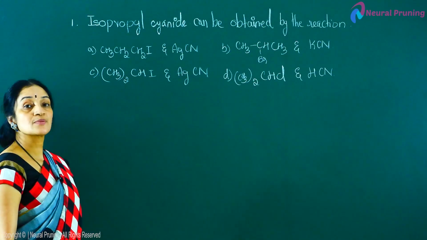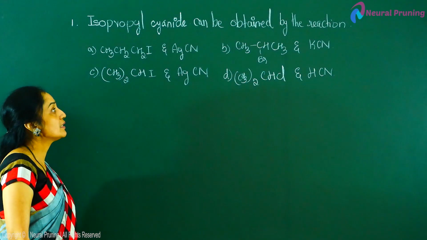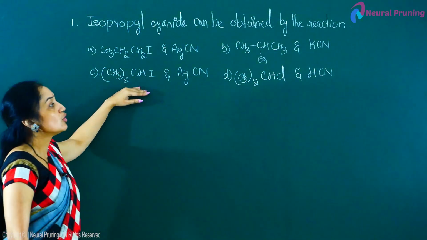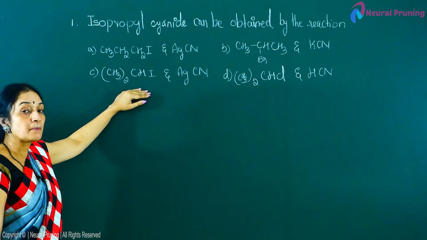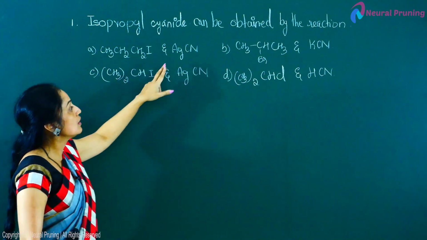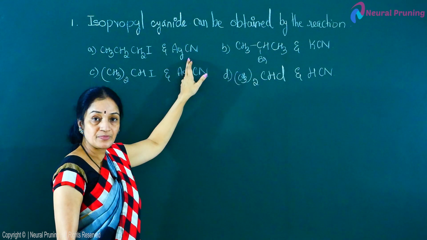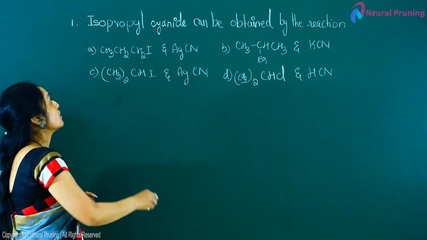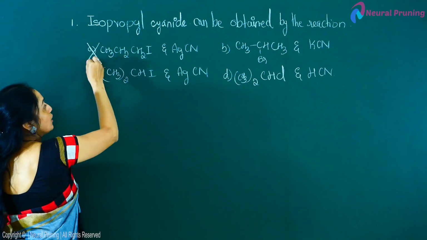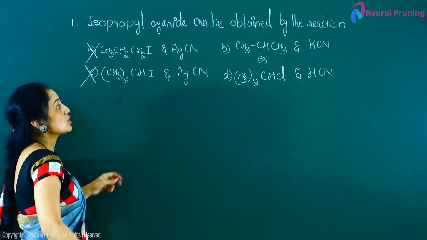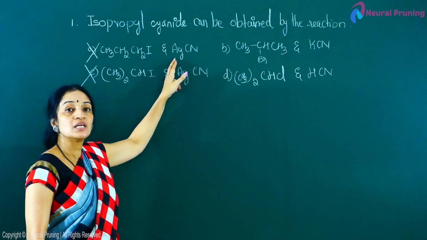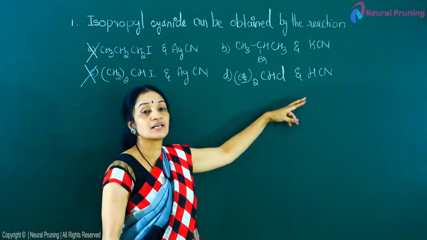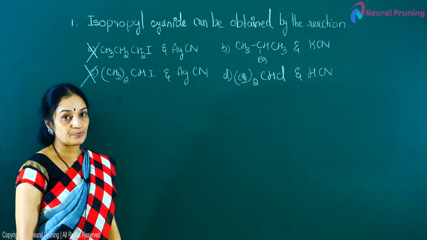The first question is, isopropyl cyanide can be obtained by the reaction. In this, look into the options first. Based on the concepts, we know that when we treat it with AgCN, the compound obtained will be isocyanide. So option A is ruled out and option C is ruled out, because whenever we make them react with AgCN, we get isocyanide. With potassium cyanide, we get a cyanide group.